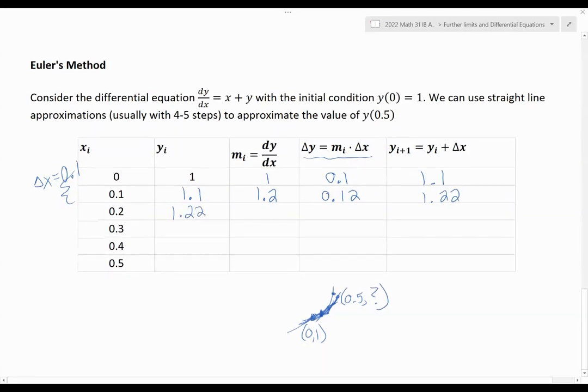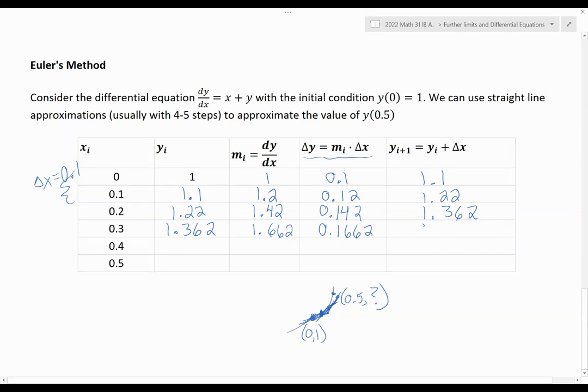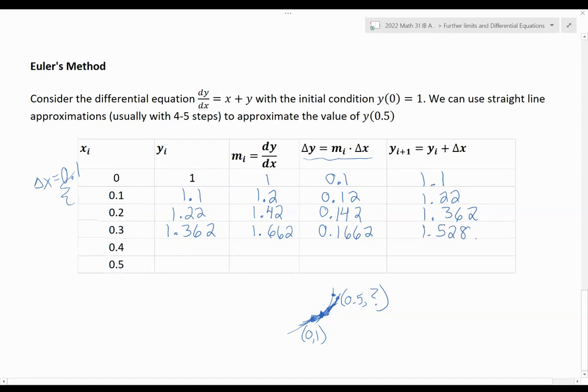So we carry on from that process, just keep doing the same thing basically. So 1.22 plus 0.2 gives me a new slope of 1.42. When I multiply that by 0.1, we get 0.142, which we add on to the 1.22 that was my old y value, 1.362. That's my new y value. So I'll just zip through these a little bit. So add that to 0.3, 1.662, which gives me 0.1662, which is added on to the 1.362 is going to give me 1.5282, and I just keep doing this until I get to 0.5.